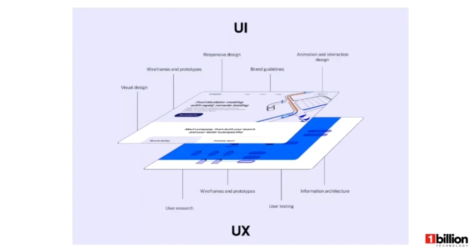As you can see, the UI layer includes visual design, wireframing and prototypes, responsive designs, brand guidelines, animation, and interaction designs, where we see the product as it is. While user experience includes user research, wireframes and prototyping, user testing, information architecture, things like that. As users, we never see those.